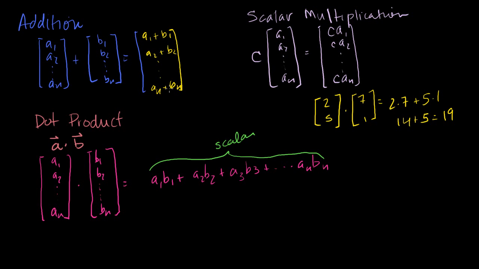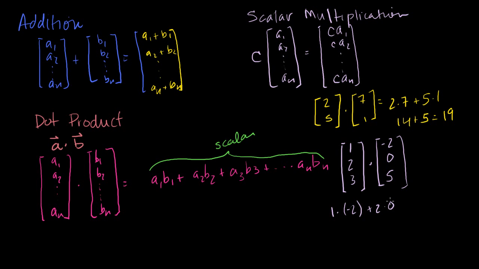Let me do one more example, although I think this is a pretty straightforward idea. OK, so I have the vector 1, 2, 3, and I'm going to dot that with the vector -2, 0, 5. So it's 1 times -2 plus 2 times 0 plus 3 times 5. So it's -2 plus 0 plus 15. -2 plus 15 is equal to 13. That's the dot product by this definition.